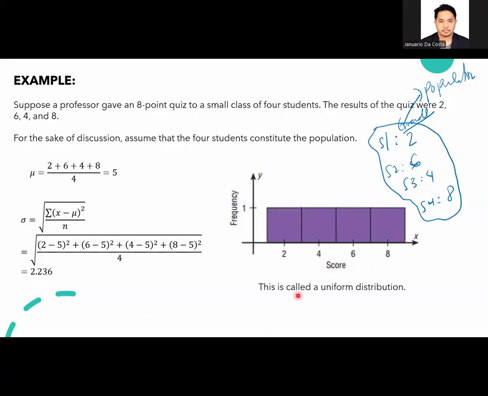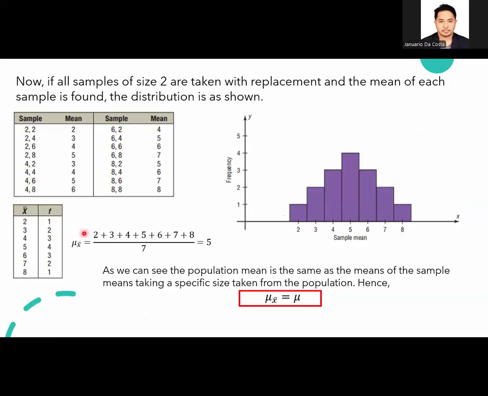Now, take the same 4 population members with each student having their own grade, 2, 6, 4, and 8. The same students with the same grades, but this time we take samples of size 2 every time. After we take 2, you put it back, with replacement. You take it, you put it back. For example, the mean of 2 and 2 is 2. You take a sample where n equals 2.